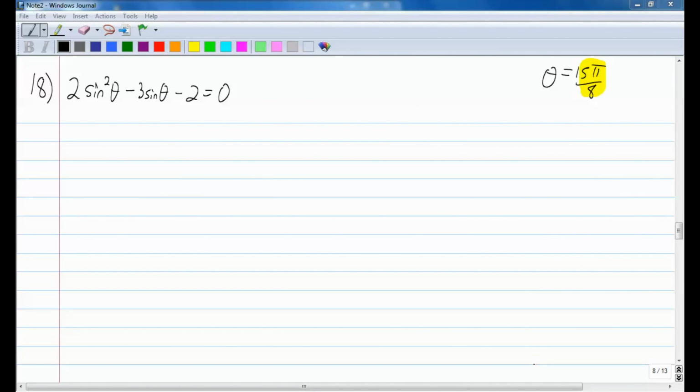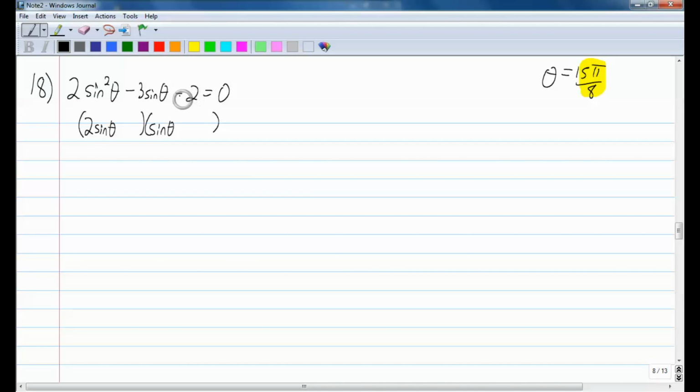Problem number 18, 2 sine squared theta minus 3 sine theta minus 2 equals 0. So again, this looks like a quadratic, so you want to factor it just like you would a quadratic equation. And it is a trinomial, 3 terms. So I want to start out with 2 sine theta and sine theta.